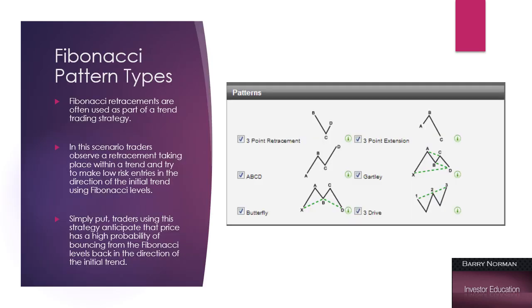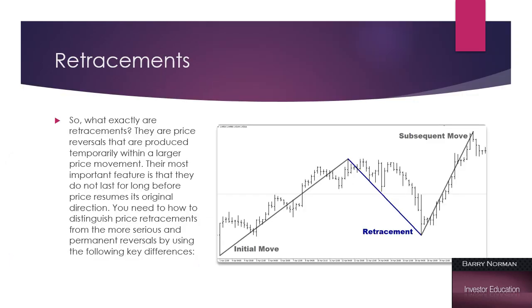Now, one of the easiest ways to notice these trend patterns is in combination with Fibonacci retracements, because Fibonacci retracements will help us see when a retracement is happening, or perhaps it is a reversal. Simply put, using this tool can help you determine which direction the trend is about to move. So what exactly are retracements? They are price reversals that are produced temporarily within a larger price movement.